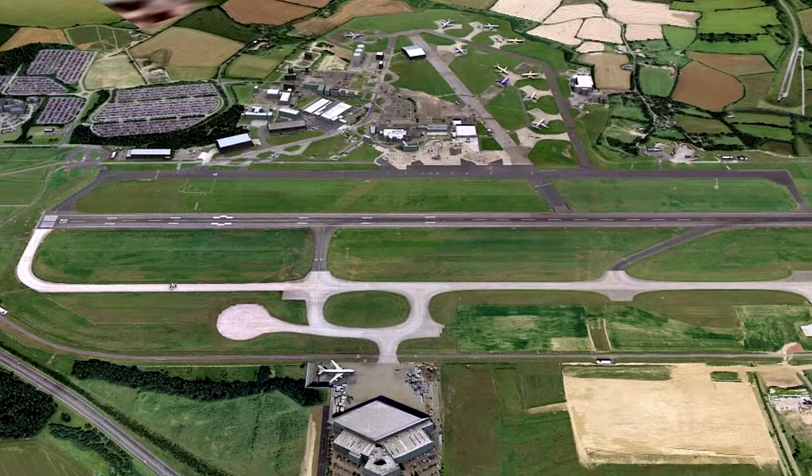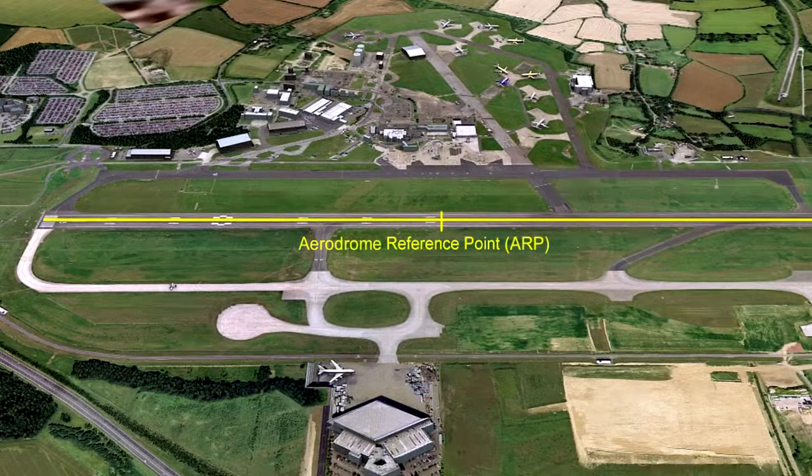The aerodrome reference point is the geographical location of the aerodrome, and the centre of its air traffic zone is where an air traffic zone is established. This is usually the centre of the longest runway, and it will be reported to the AIS authority in degrees, minutes, and seconds.